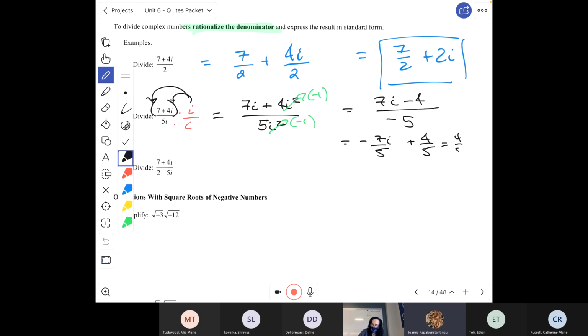I have to rewrite it. Commutative property of addition says that order can be interchanged, right? There's my final answer. Simplified and in standard form.